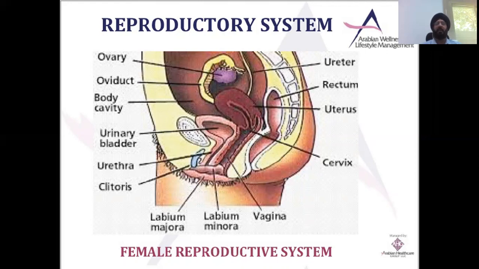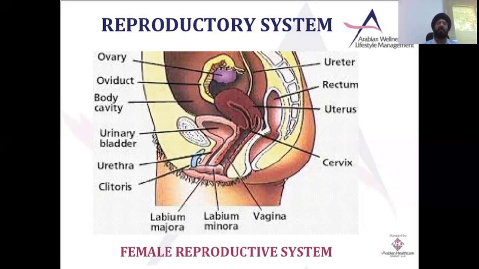Fallopian tube. It's a pair of muscular tubes which extends from the lateral sides of the uterus, whose distal end is funnel shaped, which collects the ova on release.